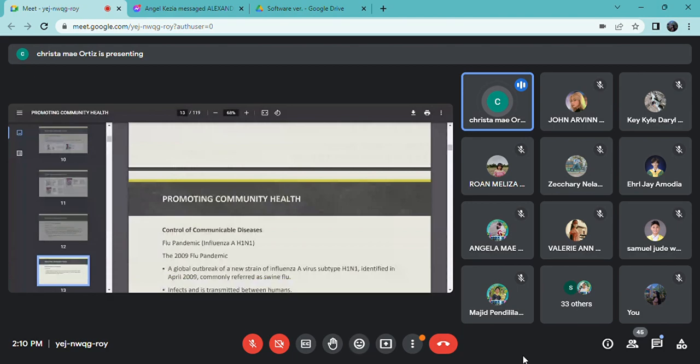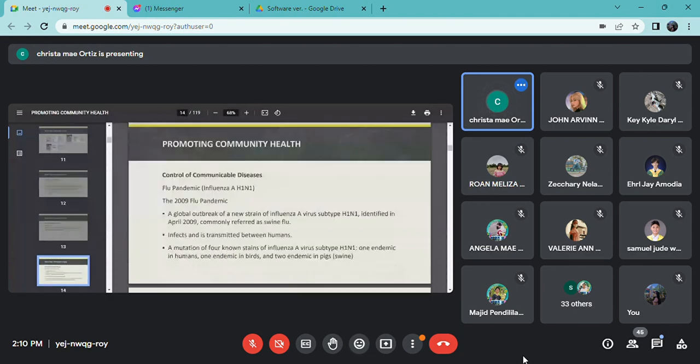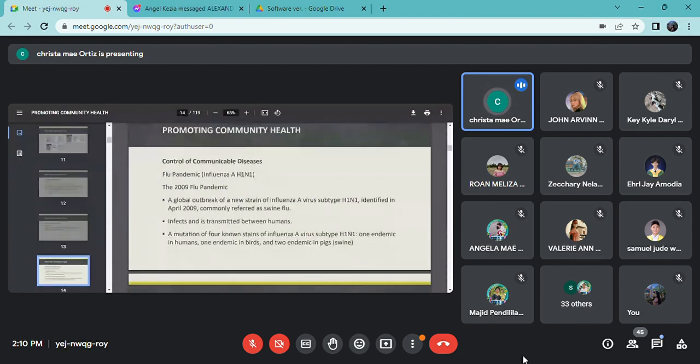Promoting community health. Aside from TB, ano pa ba? We have also the flu pandemic. The 2009 flu pandemic. So, this was a global outbreak of a new strain of influenza A virus subtype H1N1. Influenza A H1N1 identified in April 2009 o yung sinasabi natin na swine flu. Narinig niyo ba yung news na ito? Ito yung swine flu na ito.